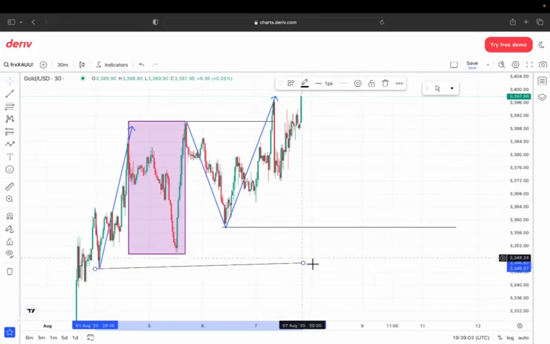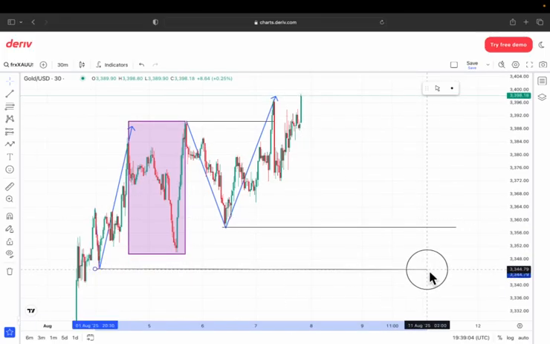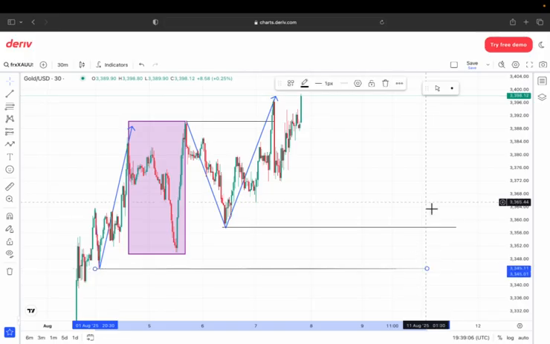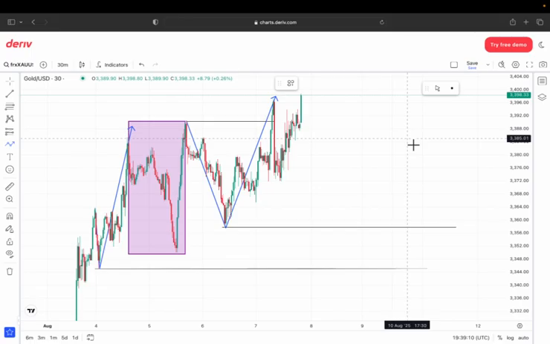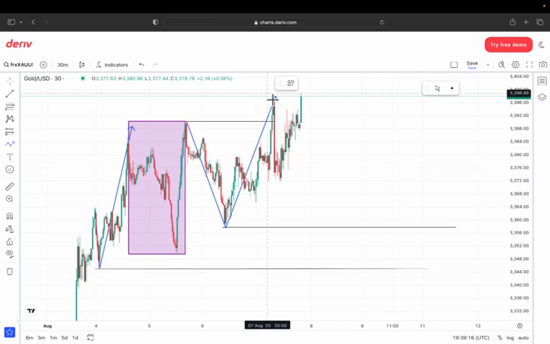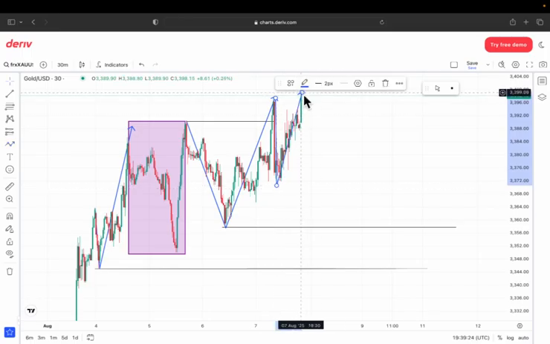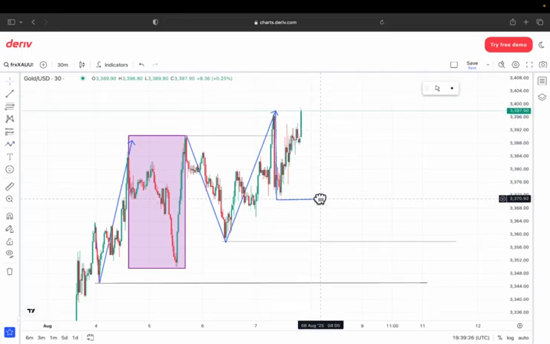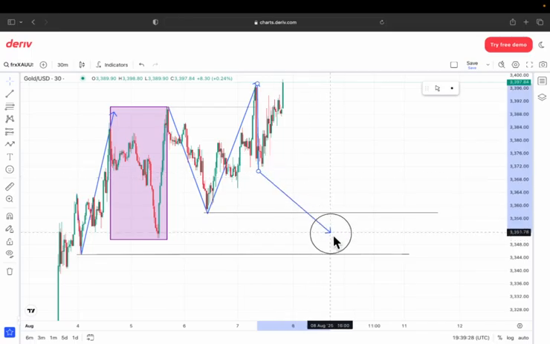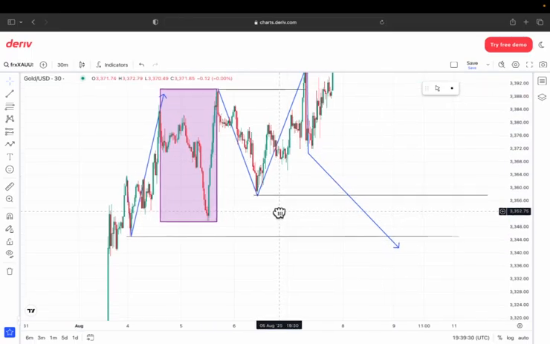Alright, so if we want to say that gold has changed character, we would say that it needs to take out, let's assume that this thing has not broken structure because it's almost at it. See, in the next some minutes it should take out this particular high, and this will be a new structure. This one is valid, but let's just take it out for now. So now gold has to take out this low to be a change of character.